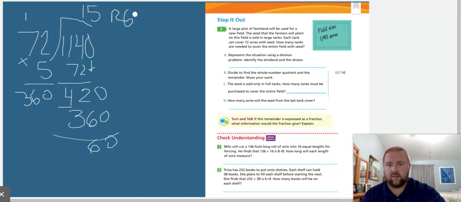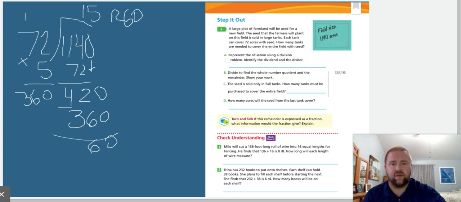Your remainder can be huge. It just needs to be smaller than your divisor. So 72 is your divisor. Your remainder has to be smaller than that, because if your remainder is bigger, then you made a mistake in your division somewhere, and it's going to change your answer and everything. So if you get a remainder that's bigger than your divisor, I would go back and check it to make sure that it's not.